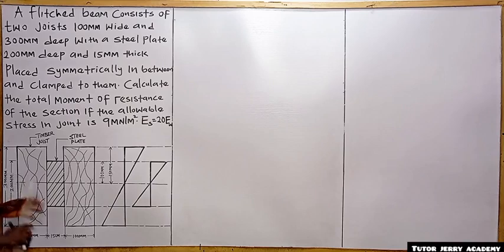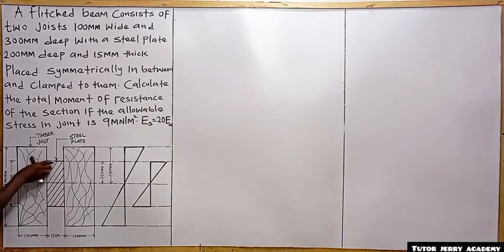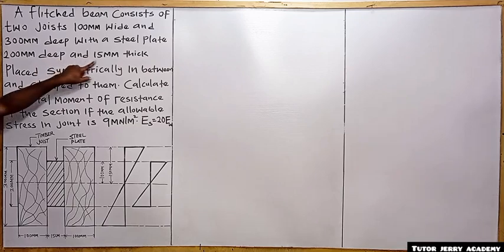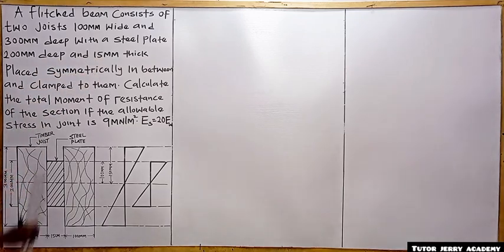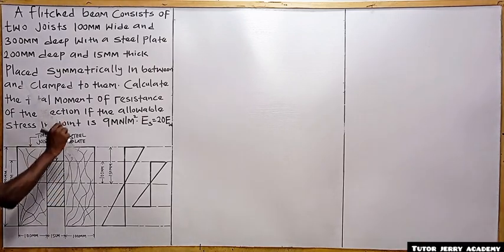The question is telling us that I place the steel plate in between the two, as you are seeing now. You can see the steel plate is in between the two timber joists. The dimension is 15 mm thick, and the depth is 200 mm. So that is it, 200 mm deep and 15 mm thick. This is how to draw the diagram of this question.